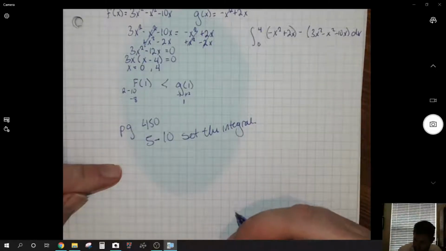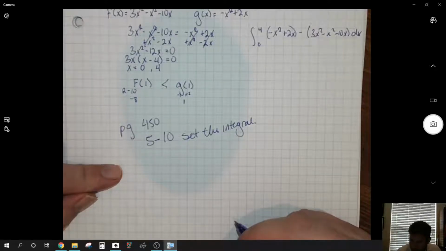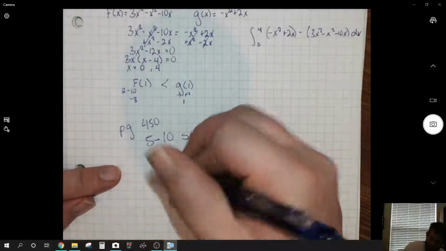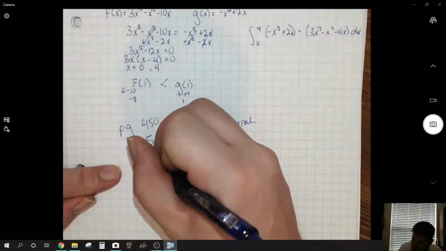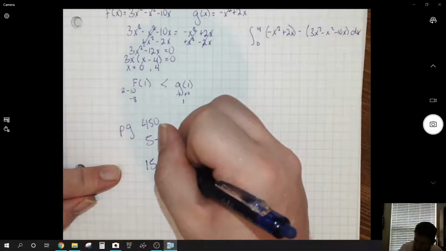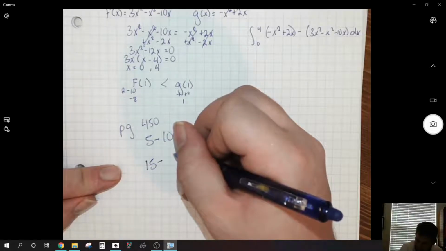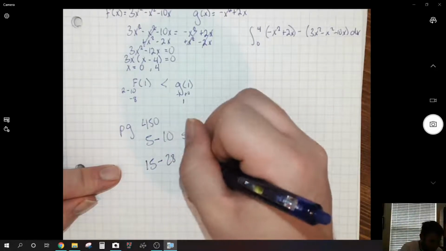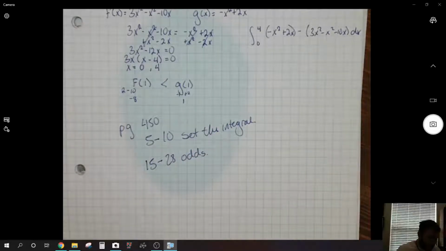And then on numbers 15 through 28 odds, what I'm really going to be looking for here is that you set the problem up properly, you're showing your work, and then yes, you check your answer in a calculator. Use it as a tool, not as a crutch, or else you're not going to be able to do the quiz or test that's going to be coming up in the future.